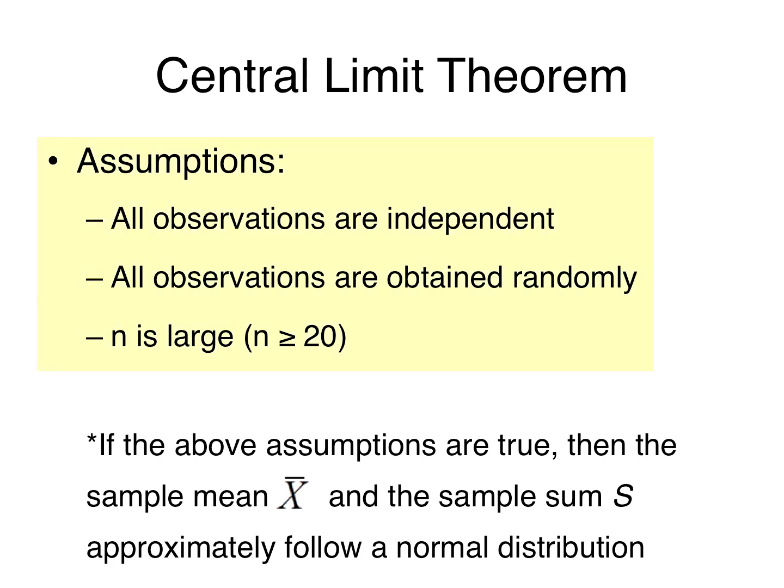So the assumptions of the central limit theorem are that all observations are independent of one another and randomly obtained, as when you collect a simple random sample. Independent means that the selection of each participant does not affect selection of another participant, and obtained randomly means that every participant or observation has an equal probability of being selected.